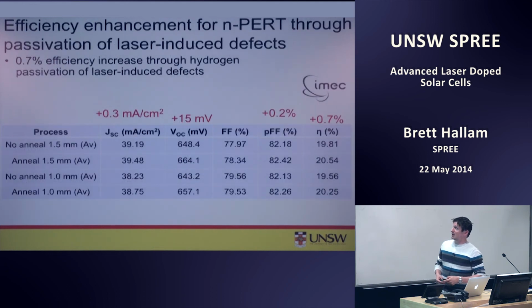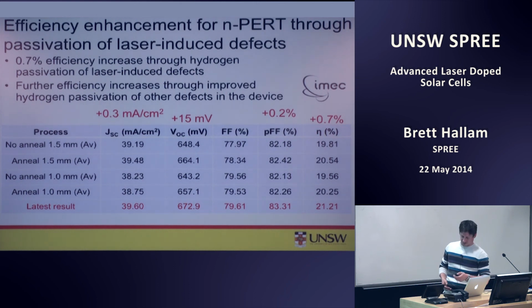So looking at the effect on the cell performance, what we'll see is roughly about a 0.7% efficiency enhancement just through the passivation of these laser-induced defects. So getting up to around 20.5% efficiency, and the best cells in this batch were about 20.7. But in some of our more recent work, we've been able to show efficiencies over 21% on large area devices through this passivation of the laser-induced defects.